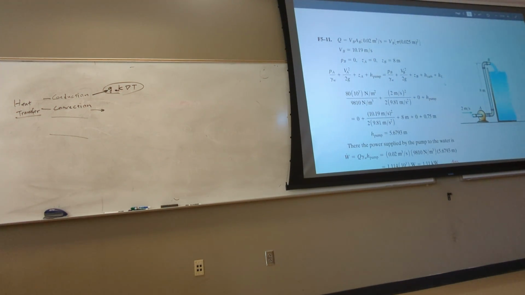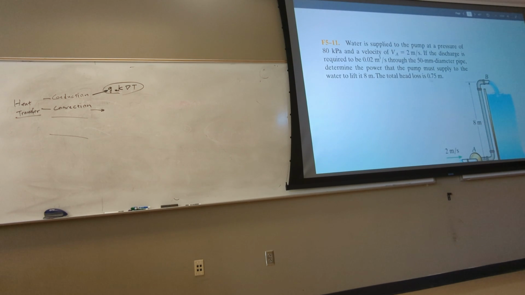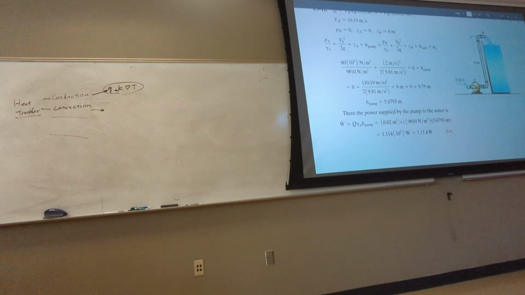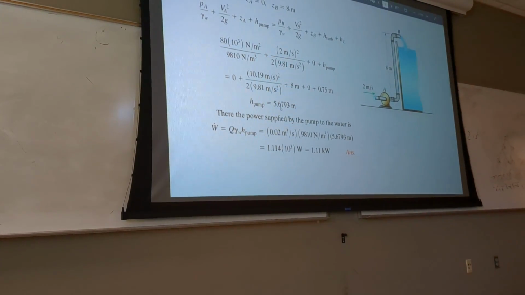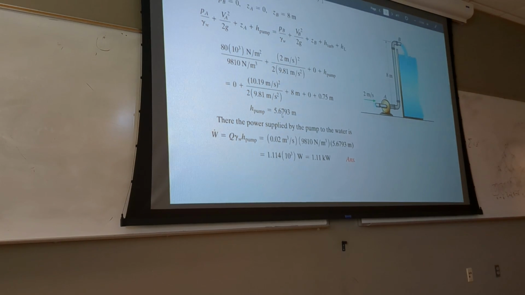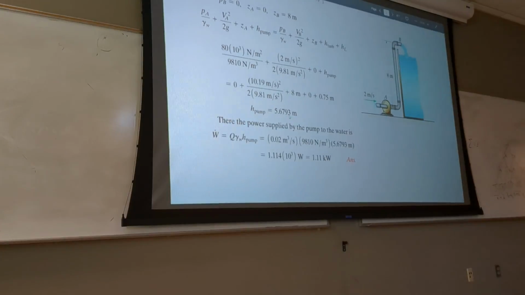Plus the head loss. Now, if they say frictionless, then you put 0 here. But look, it gives you head loss. Head loss is 0.75 meter. Do you see the cursor very easily? It's right here. So you put the head loss, and then you have one equation, one unknown, H pump. You solve for H pump, you get 5.68 meters. That's the head of the pump.